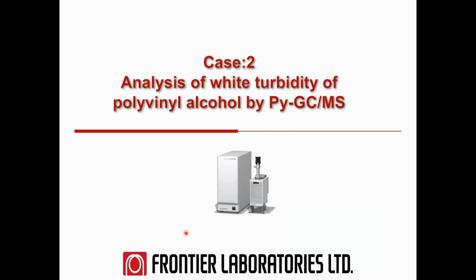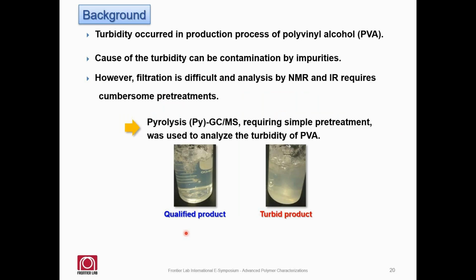So let me go to the next case. In the second case, I'm going to talk about the analysis of the white turbidity of PVA by using the PYGCMS technique. In this case, we received the PVA from the client, whose issue was that they could see some kind of turbidity during the production process. Even they were not aware of what is causing this turbidity.